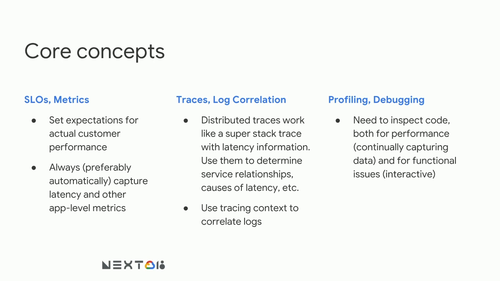And so I just want to hit on some of these core concepts again. I apologize just in general if this seems a little vague. We're going to go into a very concrete example in a few minutes. But the core concepts we have here are SLOs and metrics, so actually setting expectations for a service's performance, whether that's latency or errors. Traces and log correlation, so using distributed traces or basically being able to map the context of a request and see how that fans out across services, both to reduce those services' latency or to find out where a problem might be caused. And finally, continuously debugging and profiling an application.